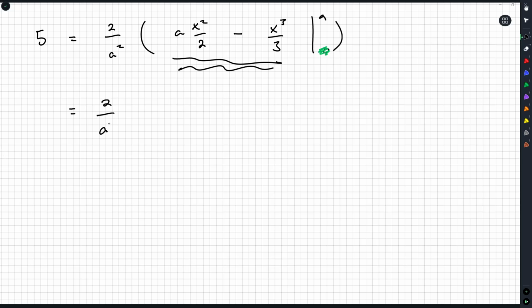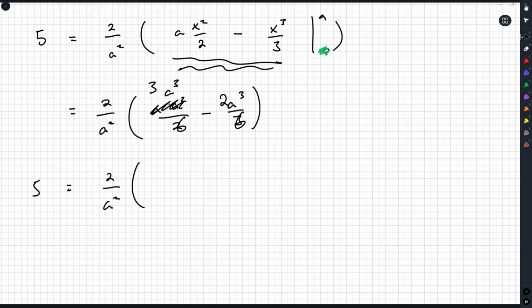So we got 2 over a squared, and then we'll have a times a squared over 2 minus a cubed over 3. Well, a times a squared, that's just another a cubed. We have a fraction here. Let's get a common denominator. 3a cubed over 6 minus 2a cubed over 6. So 5 is 2 over a squared times 3a cubed minus 2a cubed, which is just 1a cubed over 6. A squared and a cubed cancel out, just leaving 1a on top. 2 and 6 cancel out, leaving a 3 on the bottom. So 5 is a over 3.